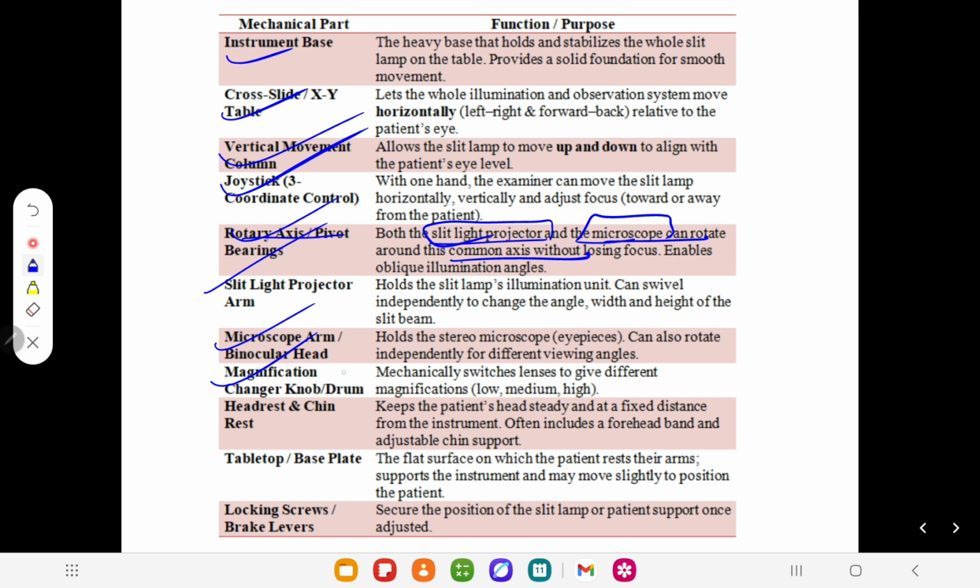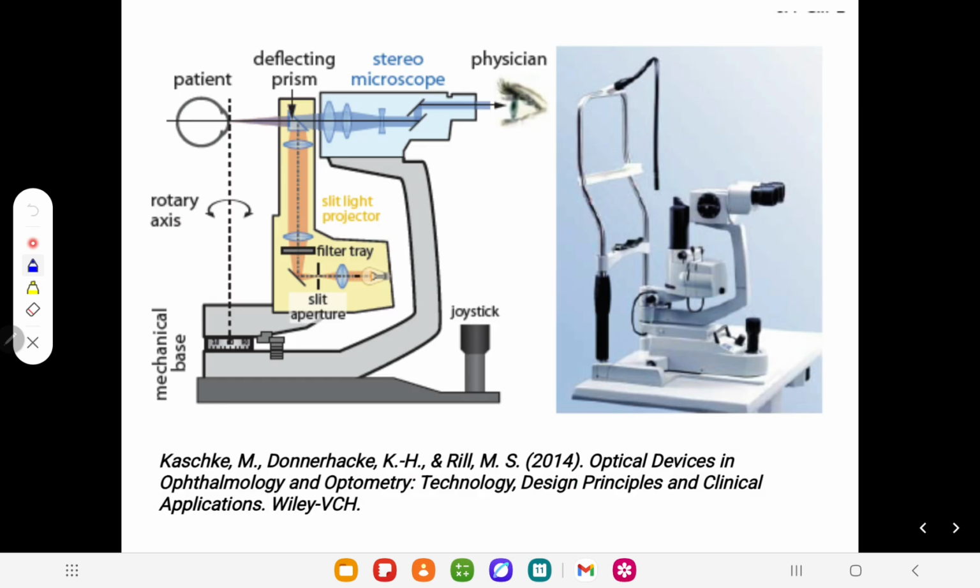Magnification change, yes, sometimes it's just like a slit, sometimes it's like a drum system. So headrest and chin rest, yes, are important. Base plate, yes, and locking system, yes, it's very important. If you want to know about it, just pause the video and see what is there.